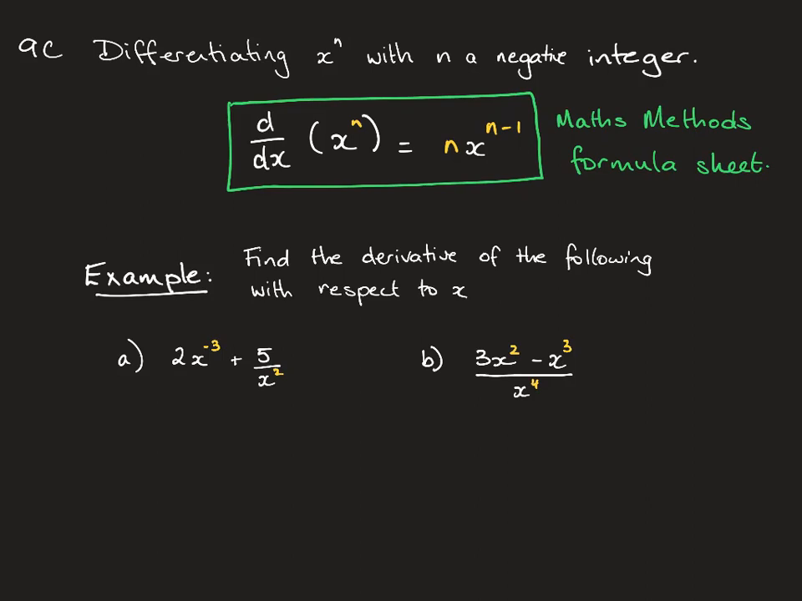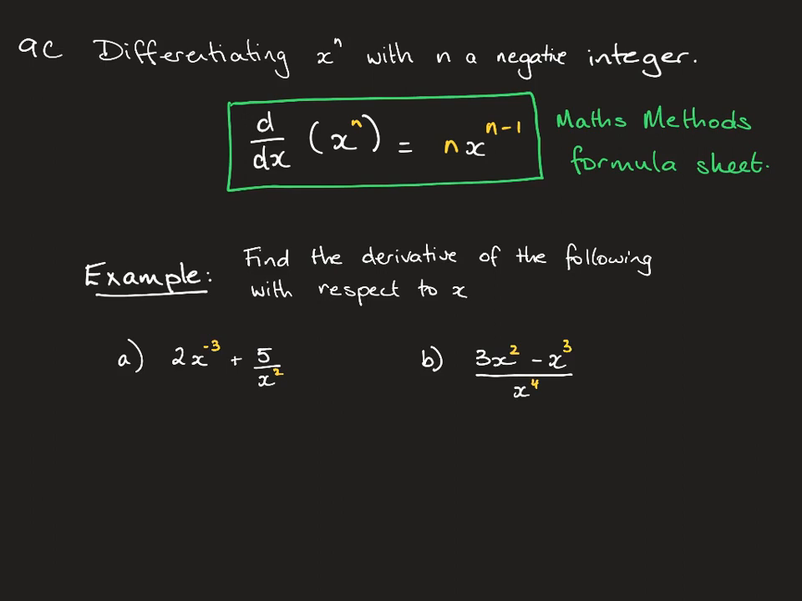This video looks at the content from section 9c, which is differentiating x to the power of n, with n as a negative integer. In 9a and 9b, we've just been working with positive integers for n. But this is the formula for the derivative of power functions from the methods formula sheet, and you can see that there's no specification that n has to be a positive integer or a negative integer. In fact, the pattern works for all values of n.